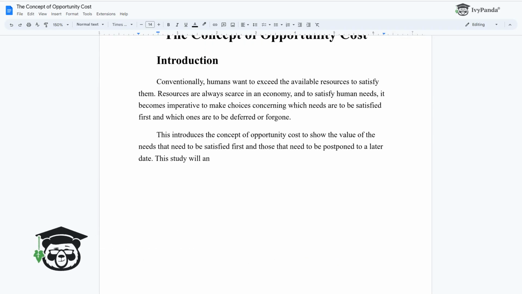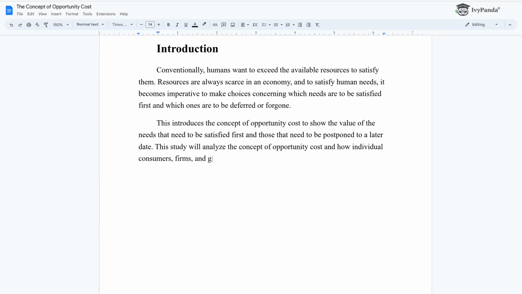This study will analyze the concept of opportunity cost and how individual consumers, firms, and governments utilize it to allocate scarce economic resources.